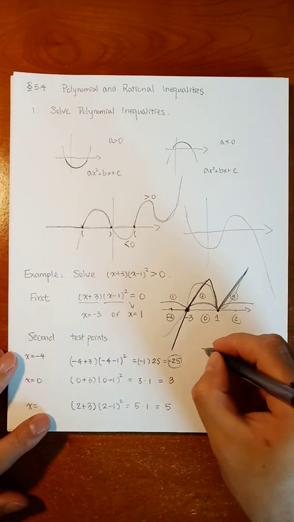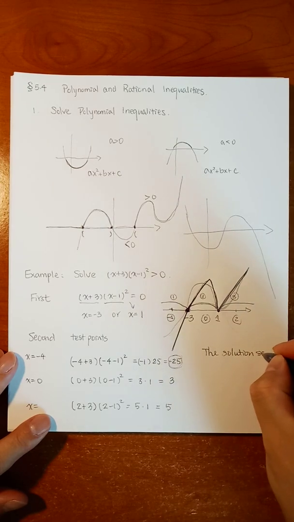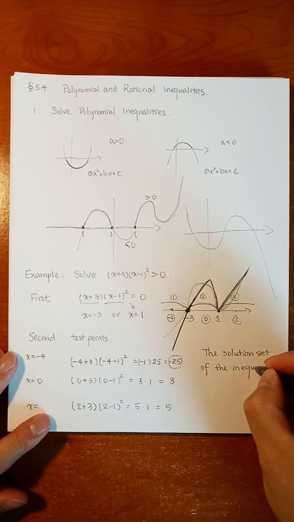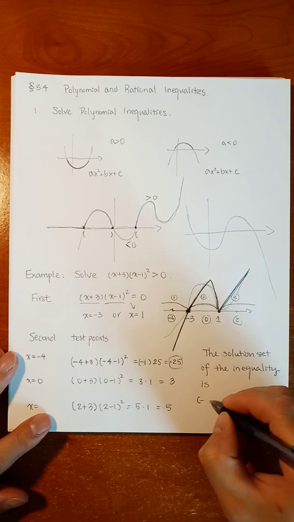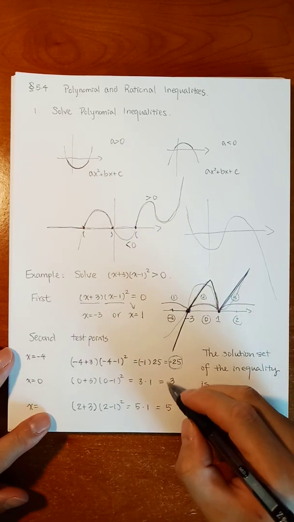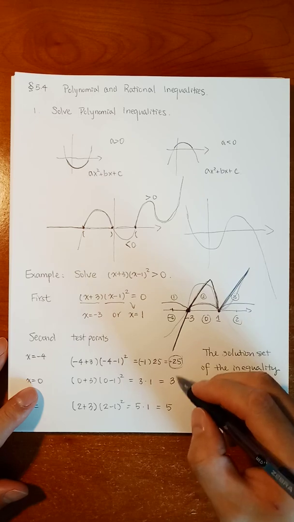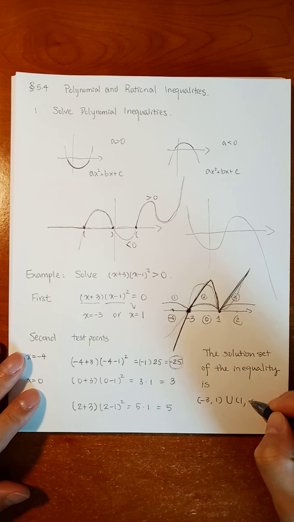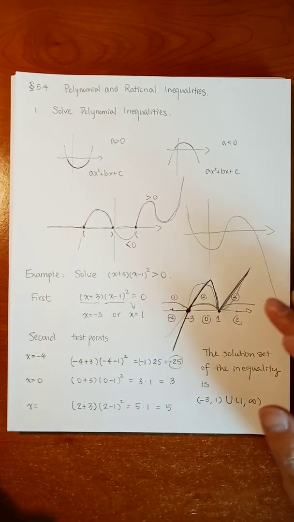So the solution set of the inequality is between -3 and 1, because in this interval the sample test gives you a positive number. You need positive. Union from 1 to positive infinity, the right part. That is the answer.